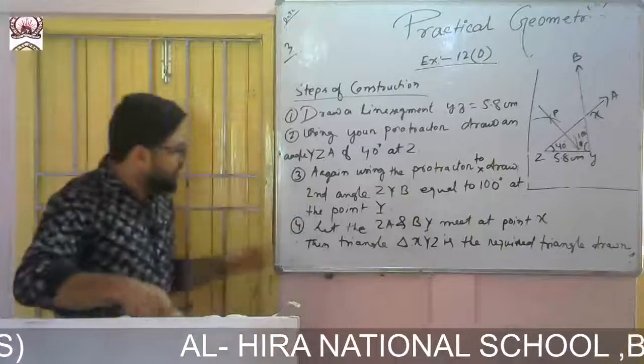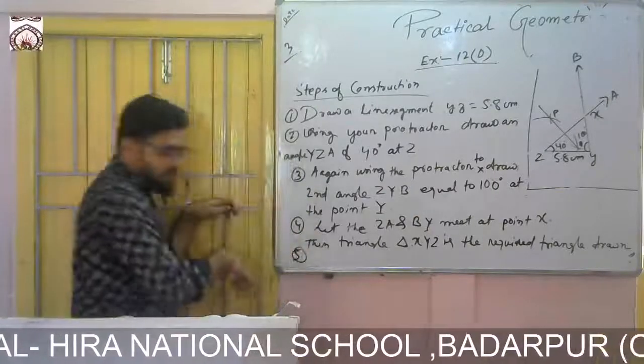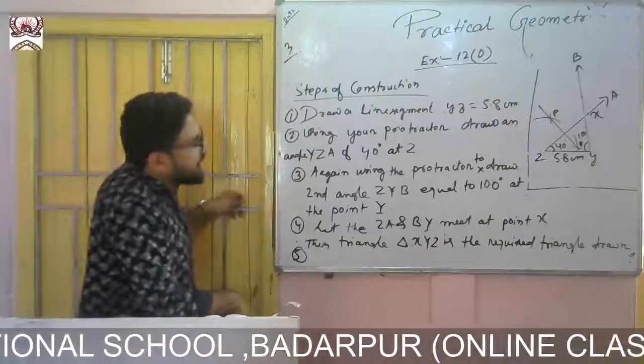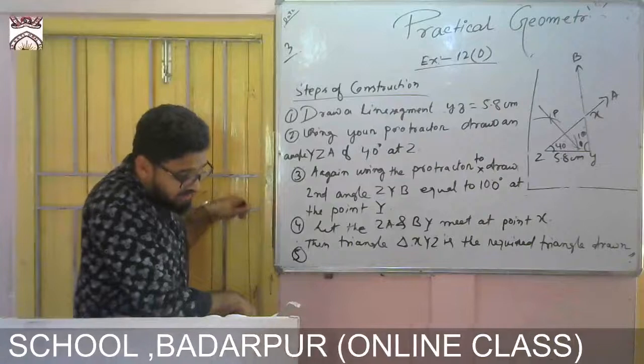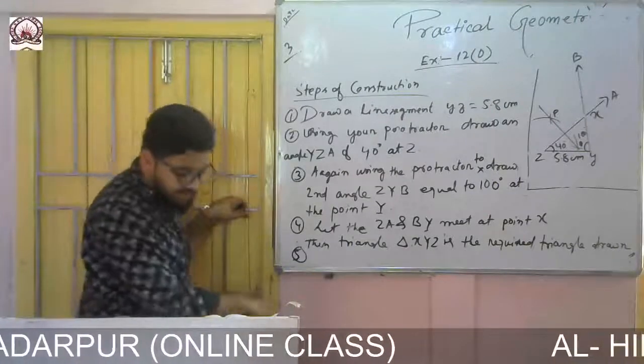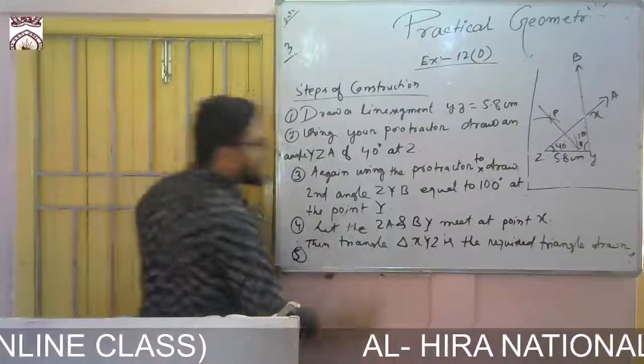Now you need to write 2 extra lines here, at step 5, one step extra. That is: draw the perpendicular bisector of side XZ.